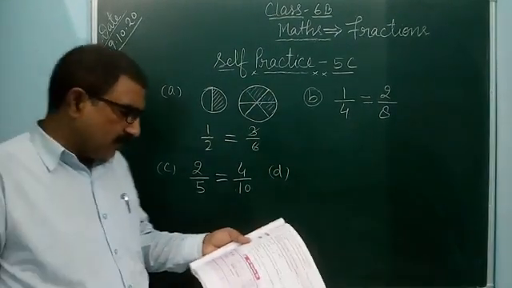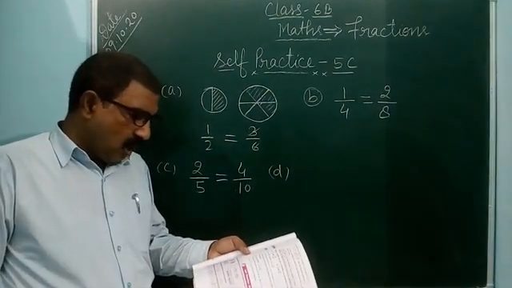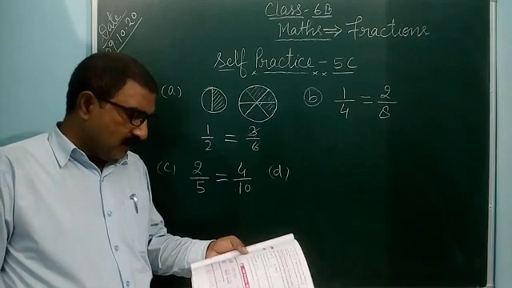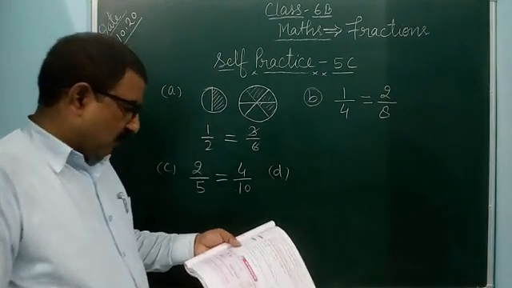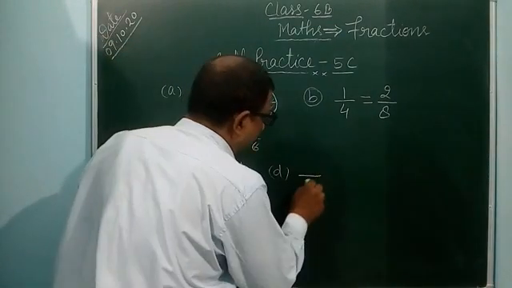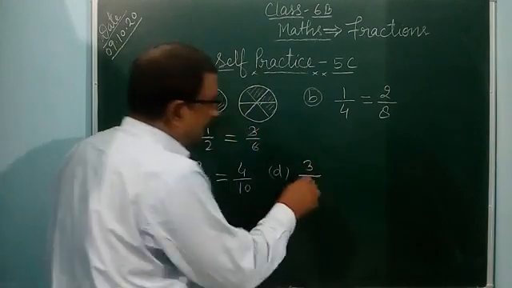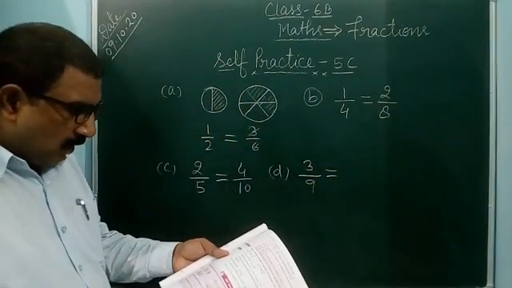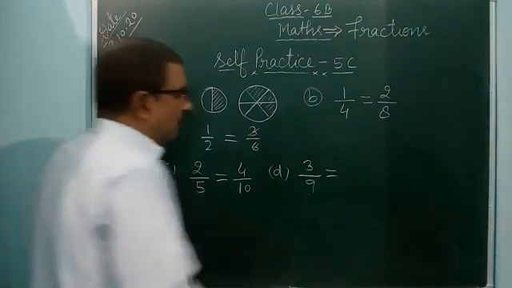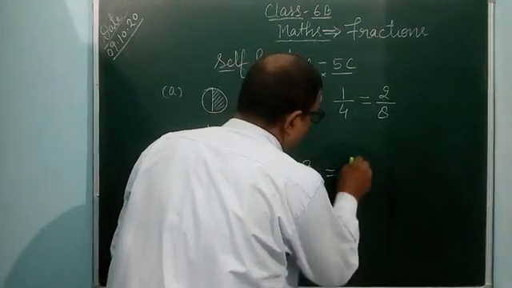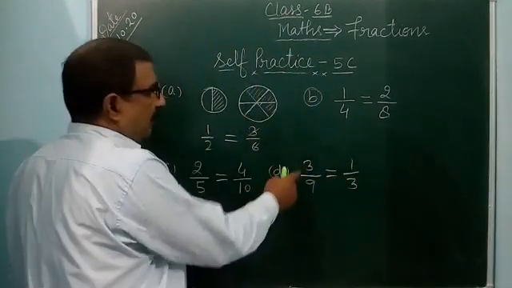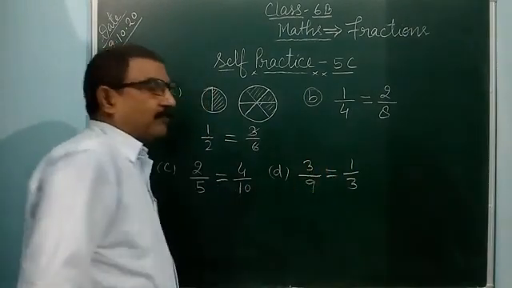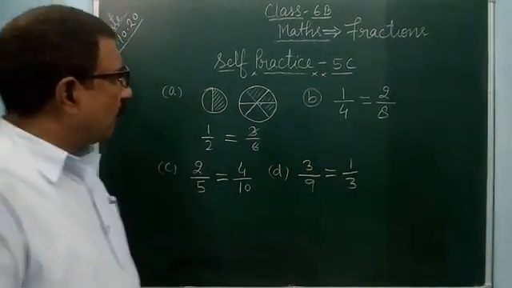In diagram D, first diagram, out of 9, 3 are shaded. So 3 by 9. That is equivalent to second diagram. Out of 3, 1 is shaded. 1 by 3. So 3 by 9 or 1 by 3 both are same. Means both are equivalent fraction.